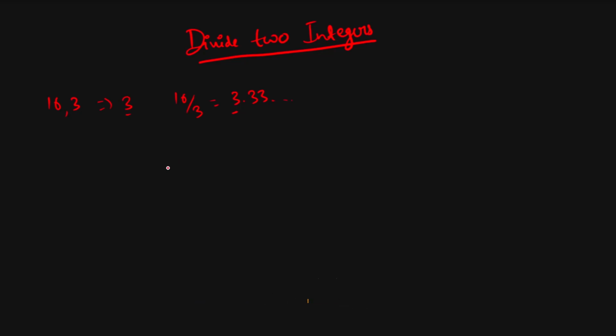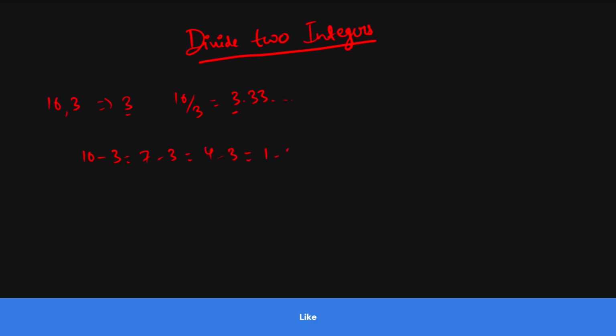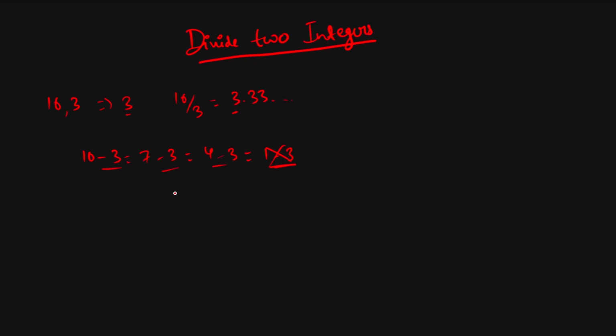So how are we going to solve this problem? We have to understand how we are solving it. 10 minus 3 will give me 7, minus 3 will give me 4, minus 3 will give me 1. 1 minus 3 is negative, so I will not do this. So counting 1, 2, 3, I will say 3 is my quotient and 1 is my remainder.